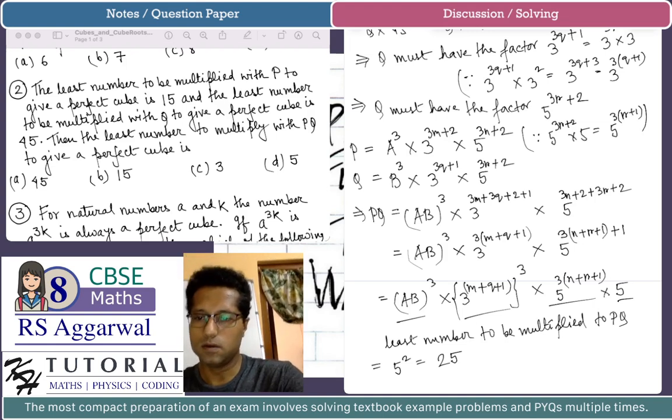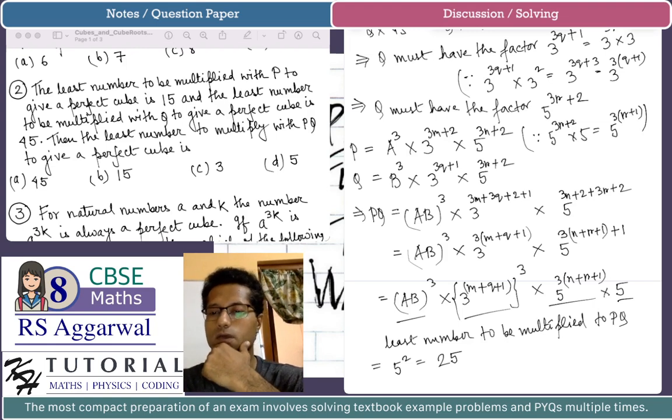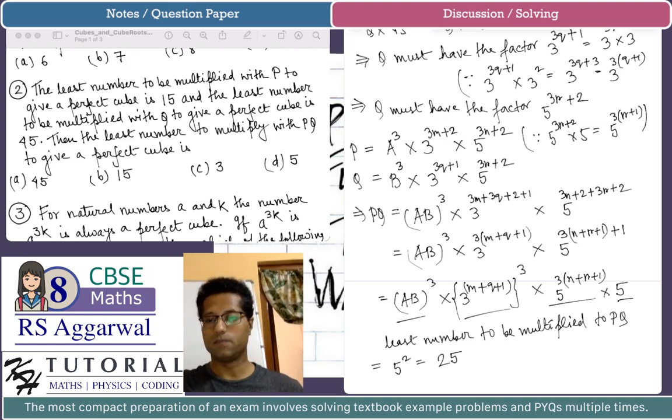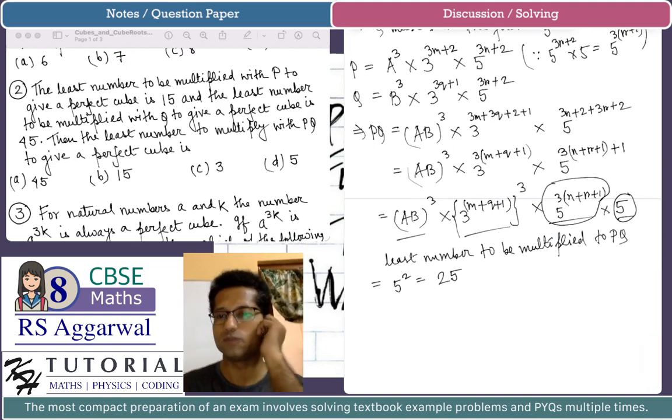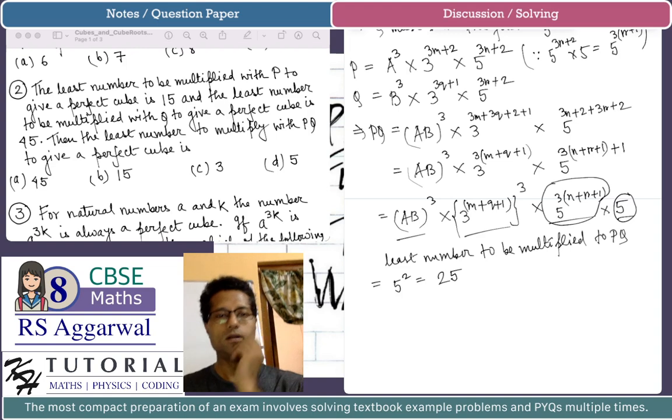So in PQ, we have the factor of 5 as 5 to the power 3 into n plus r plus 1. Now this thing is a perfect cube, so it will form perfect triplets. So this factor is the only one left behind, which is not part of any triplet. So definitely PQ must be multiplied by 5 square, that is 25, to make it a perfect cube. And 25 is not in the given choices.